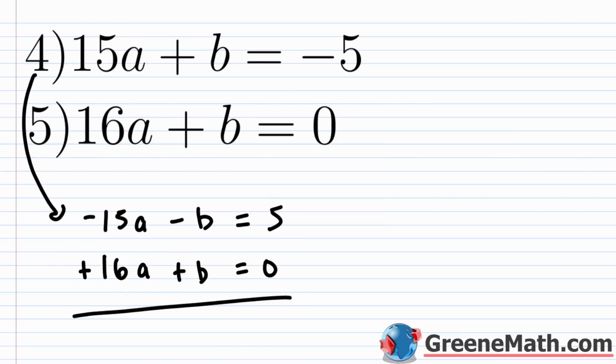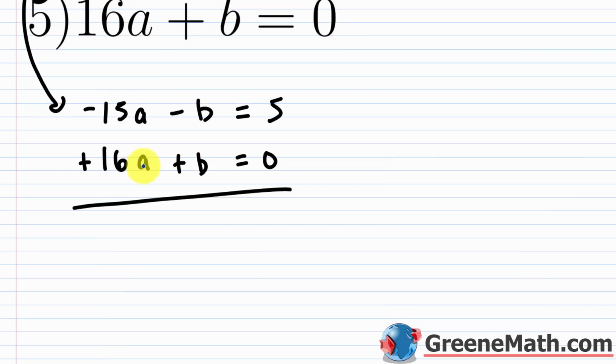So let's add these equations. So -15a plus 16a, that's going to be a. You can put 1a if you want, but I'm just going to put a. And then -b plus b, that's going to be 0. So that's going to cancel away. And then we're going to say this is equal to 5 plus 0 is 5. So we just get a is equal to 5 here.